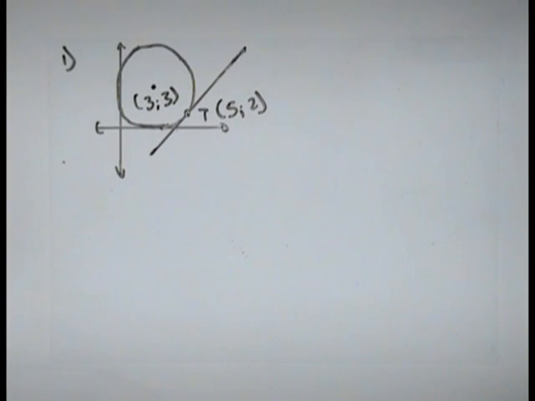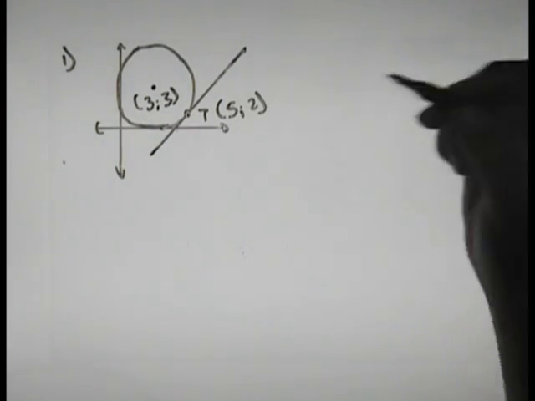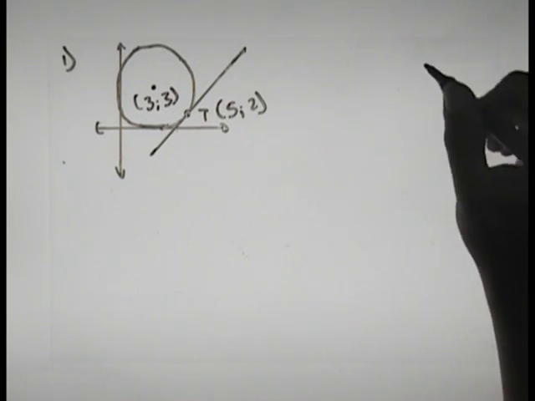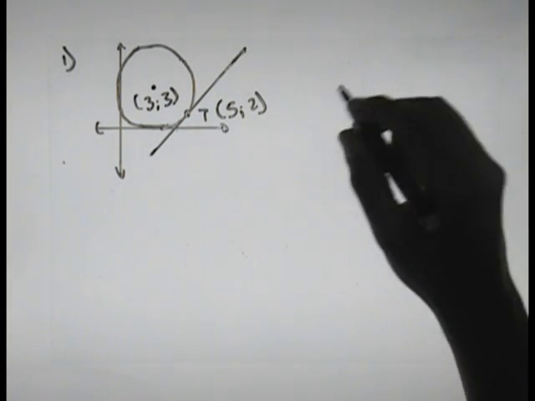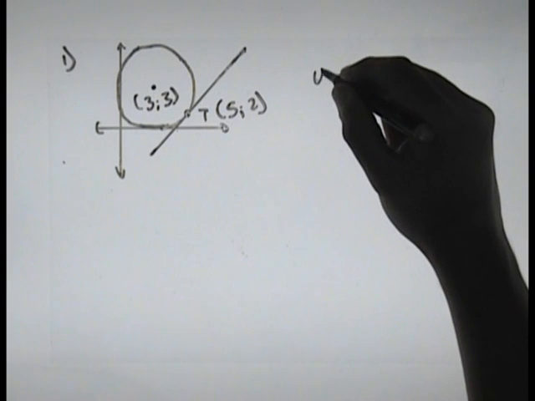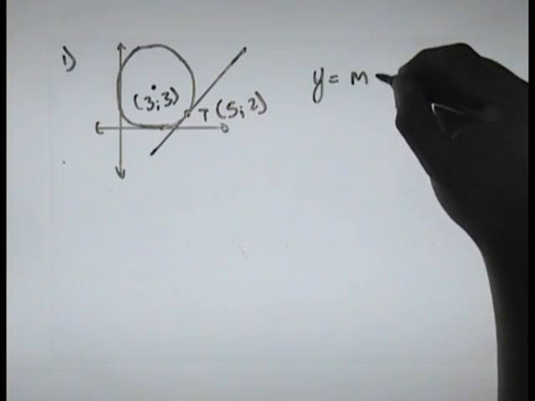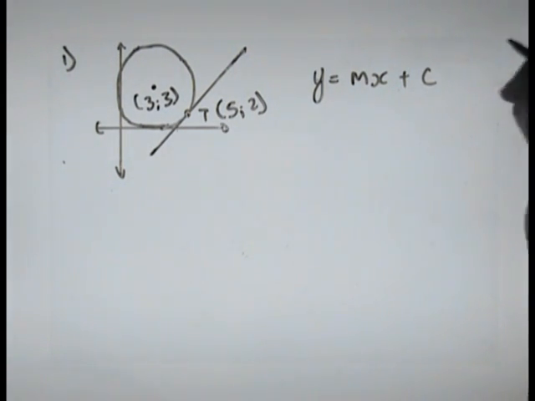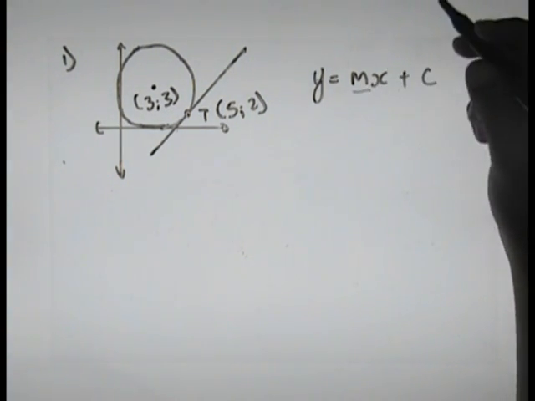The first one I gave you to do had a circle with center (3, 3) and a tangent touching the circle at point T, x is equal to 5, y is equal to 2. I asked you to give me the equation of the tangent to the circle. Now, the tangent to a circle is a straight line, so it's going to have the form y = mx + c. Can I calculate the gradient?